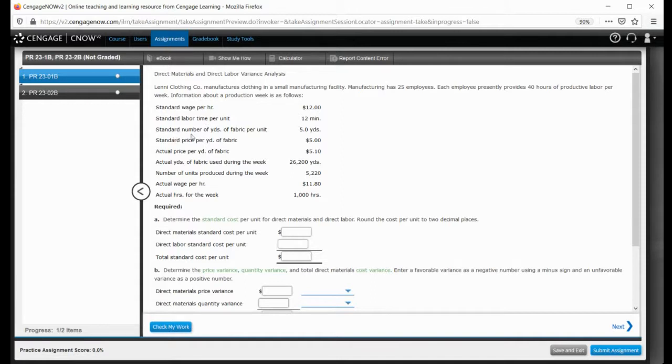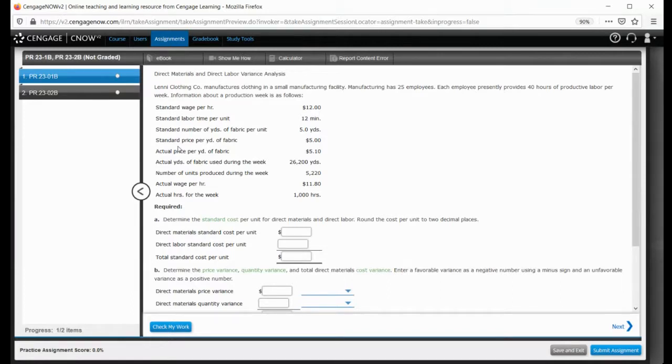They have also given you a standard number of yards of fabric per unit. So what they're saying is, we think that the number of yards it's going to take to produce one unit is 5 yards. Again, this is a budgeted amount, and they probably would go to the production folks to ask before the accounting period starts what they think the number of yards should be that it takes to produce one unit. They've also come up with a standard price per yard of fabric, which is $5 per yard. And this standard price is what they think the fabric should cost them during that period of time.